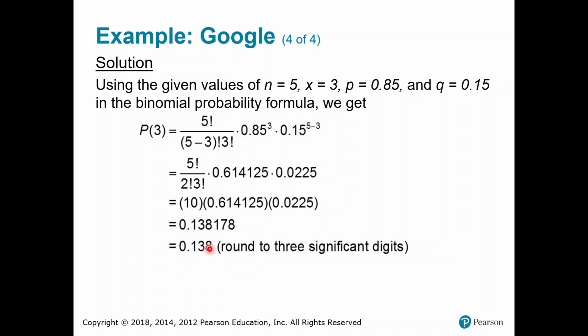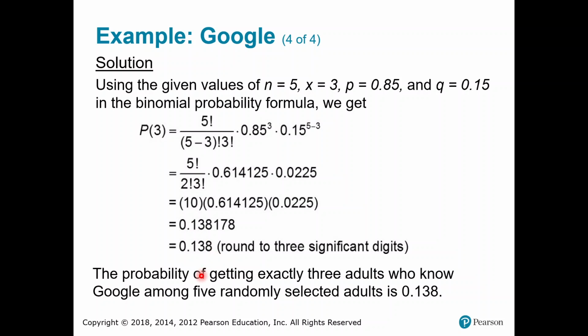Here I'm just taking up to 3 decimal digits. Okay, you can confirm this by using your calculator. And so 0.138 is the probability of getting exactly 3 adults who know what Google is.